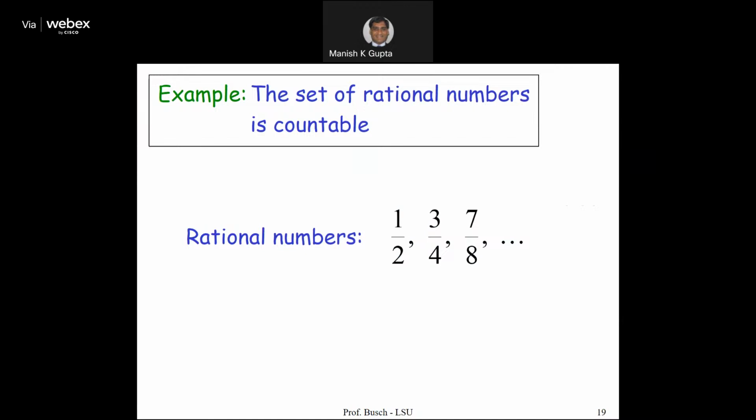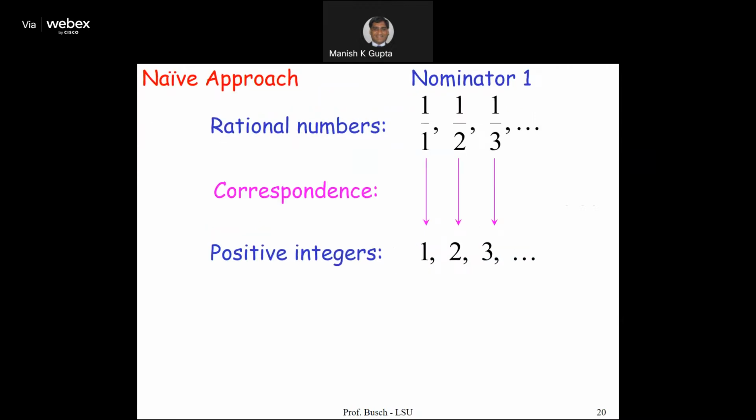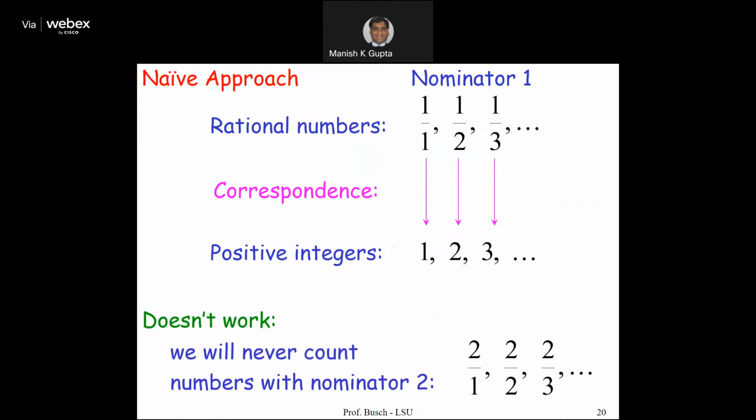Of course, if you look at it initially, you feel, how do we make a correspondence with the set of natural numbers? You only require common sense. You see how we can do it. If you count like this, 1, 2, 1 by 1, 1 by 2, 1 by 3, and so on, you will be in trouble. We will never count 2 by 1, 2 by 2, 2 by 3. So there is a problem.